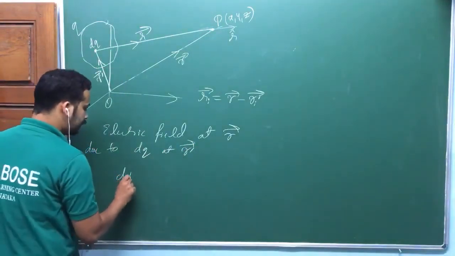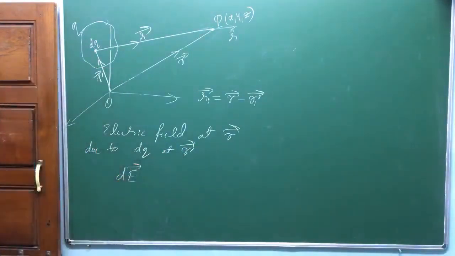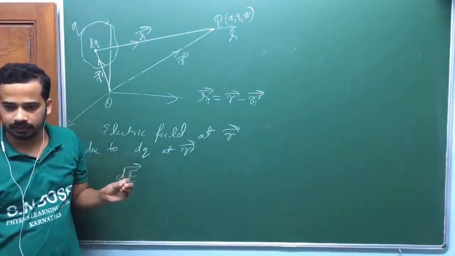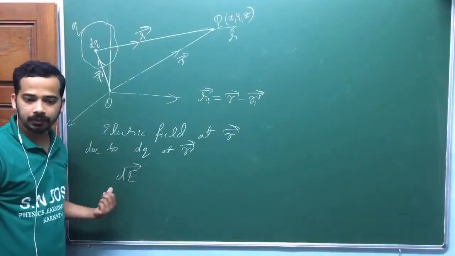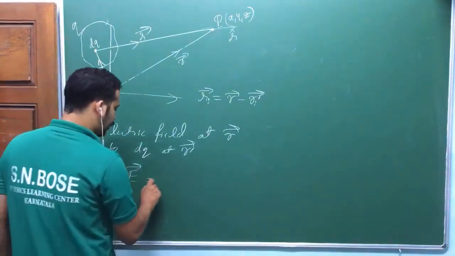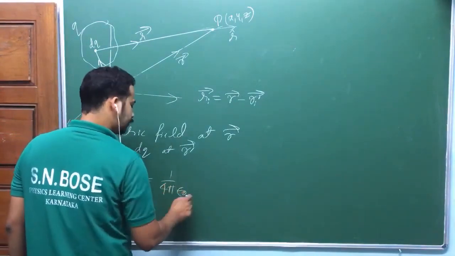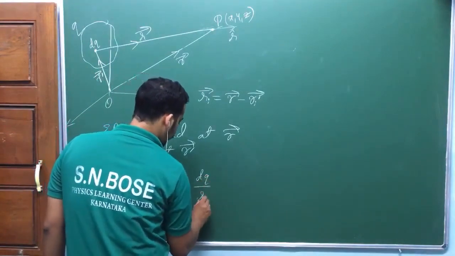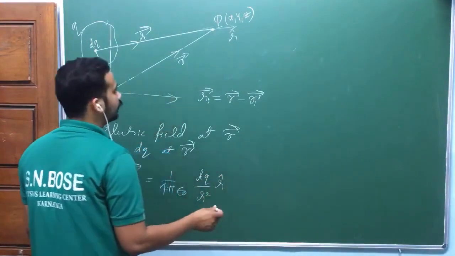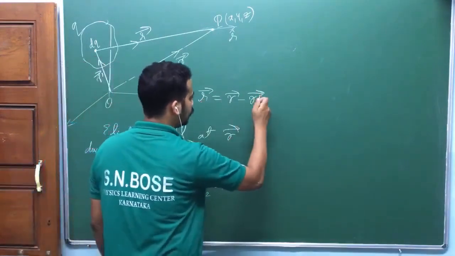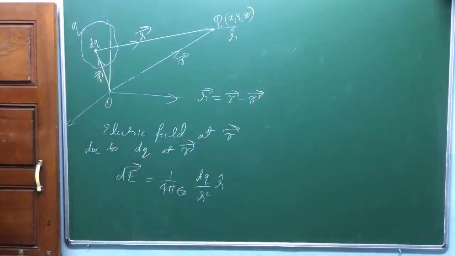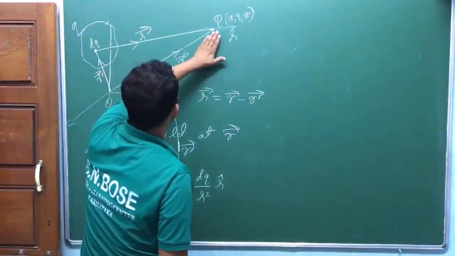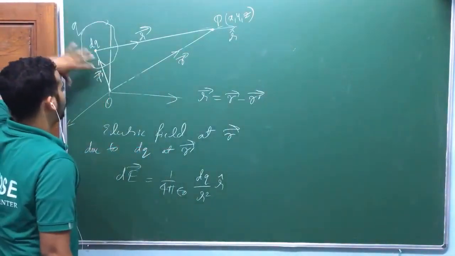So I call that one dE vector, because that is the electric field due to an infinitesimal charge element. Later I'm going to integrate. That dE vector is equal to 1 by 4 pi epsilon naught, again Coulomb's law only, dq divided by r square into r cap, where r vector is given like this. Is that okay?